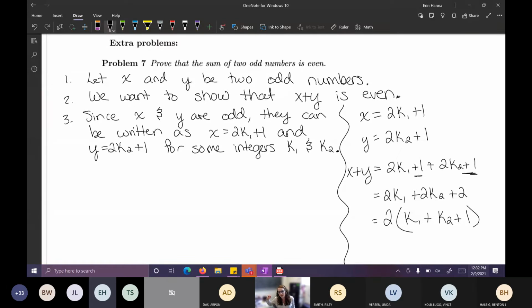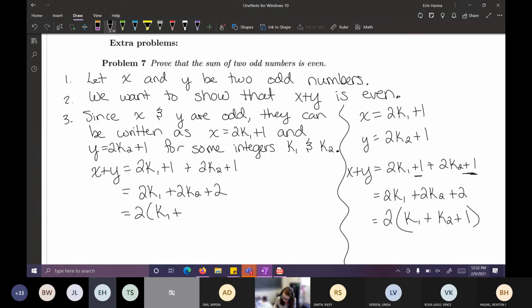And then to finish step 3, we're essentially going to recreate this work over here. We're going to start out with the sum, show that it's equal to 2k sub 1 plus 1 plus 2k sub 2 plus 1, because that's what we just said x and y are equal to. We're going to group those ones together. So 1 plus 1 is, of course, 2. So we have the plus 2, and then we can factor out the 2. So we've recreated all that work to show that we have an even number.